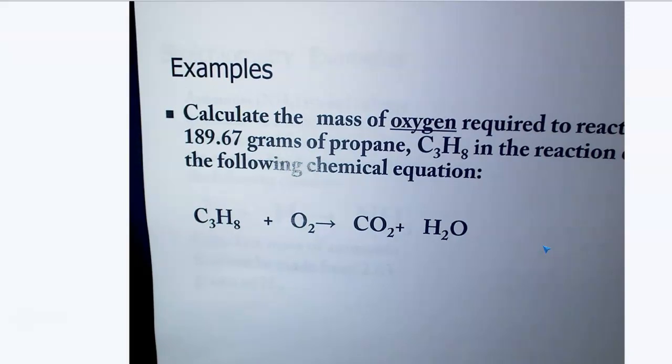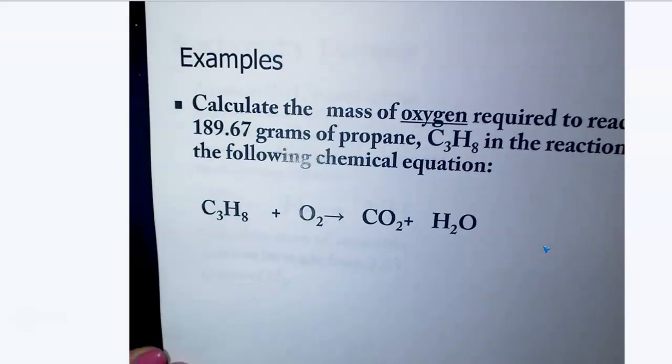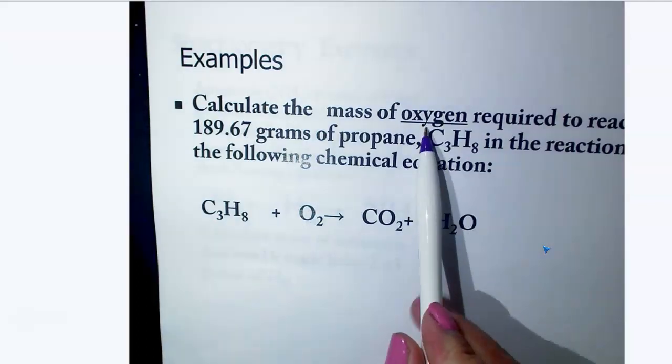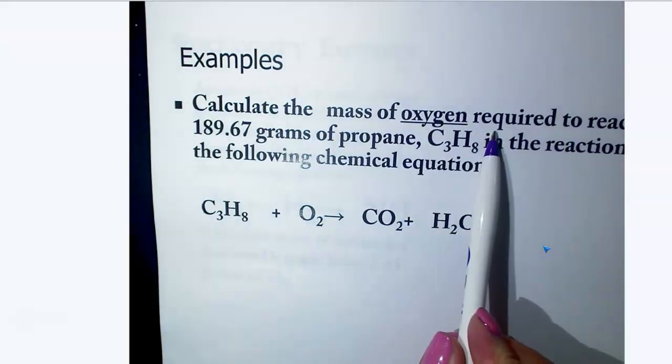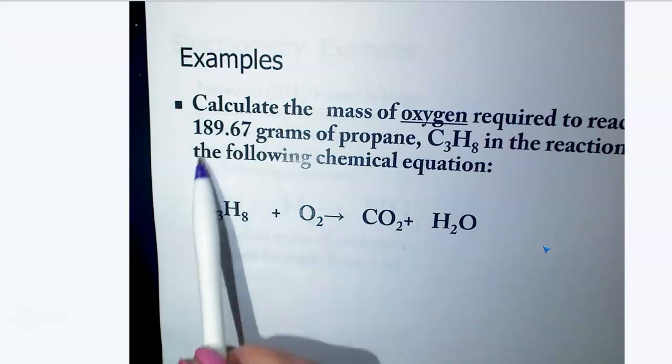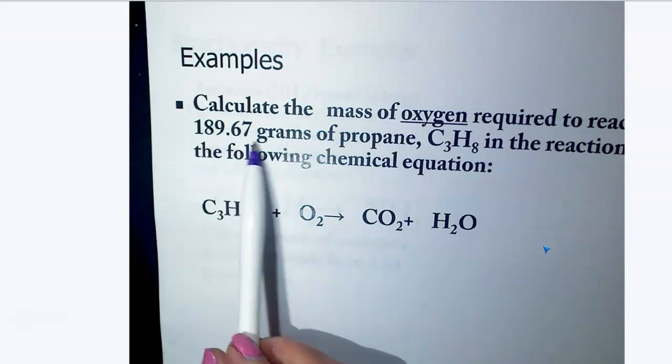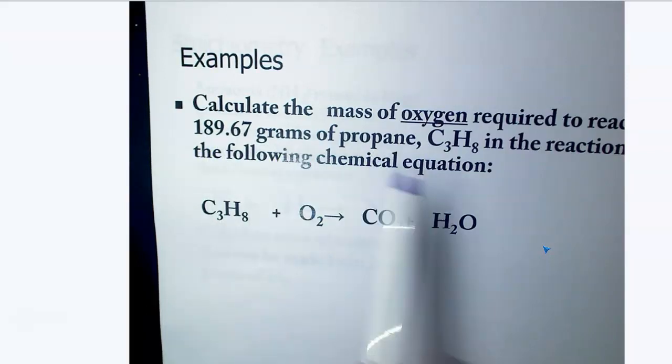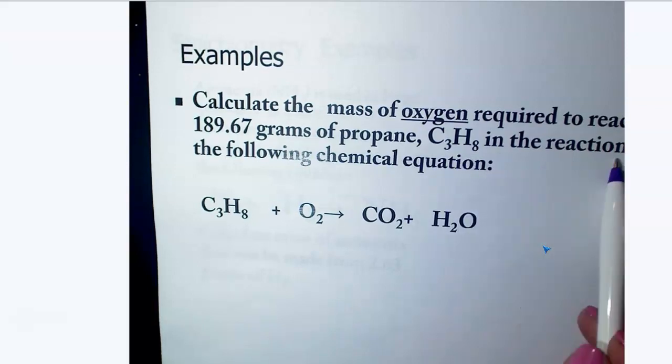Okay, so this says, and you don't have to write the example out, I mean, we'll walk it through. It says, calculate the mass of oxygen required to react exactly with 189.67 grams of propane, C3H8, in the reaction, that's propane, described by the following chemical equation. So it says calculate the mass of oxygen.